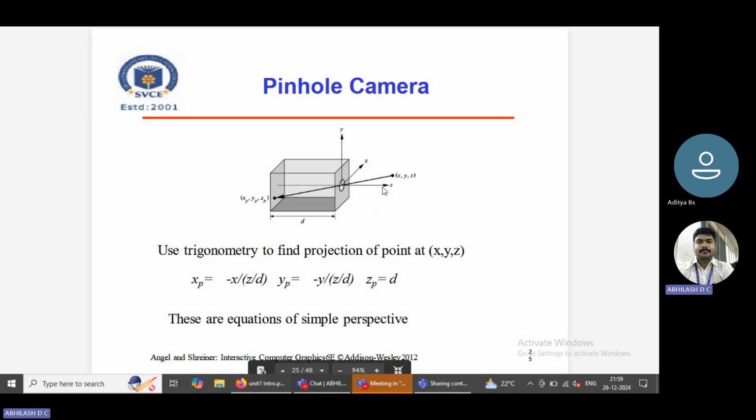And anyhow, we have the Z here, and as we are also going towards the negative Z, the Z is nothing but D itself. D is the distance between the lens and the back of the cardboard. So these are the very simple equations which you have to look into.